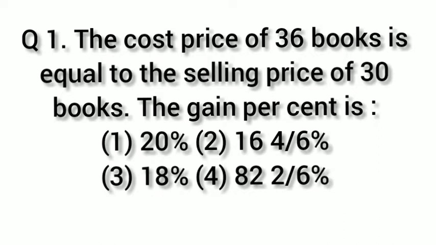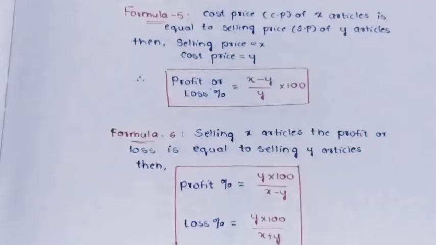So when you get these types of questions, you can use a formula. Here, if the cost price of x articles is equal to the selling price of y articles, then we have to find out the loss or profit percentage. At that time we have to assume the selling price as x and the cost price as y. So the profit or loss percentage will be equal to (x minus y) divided by y into 100.